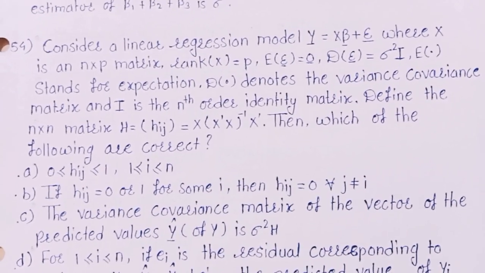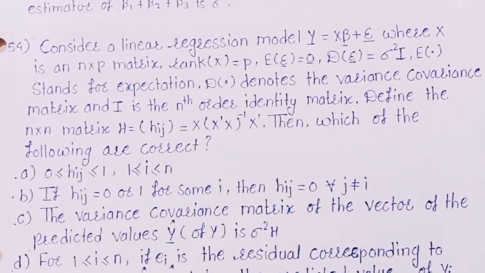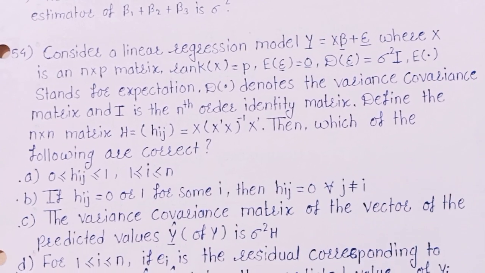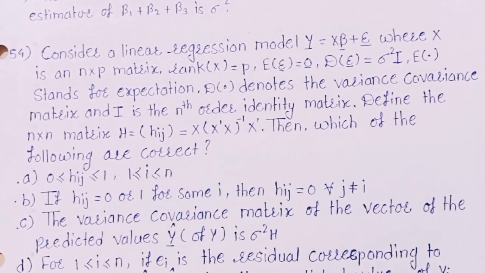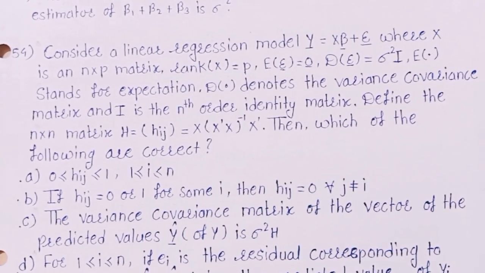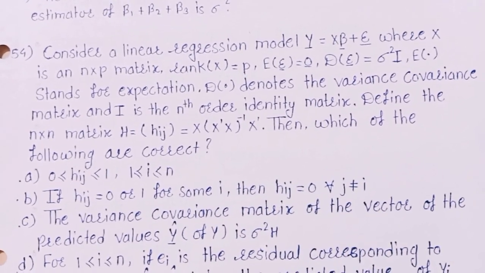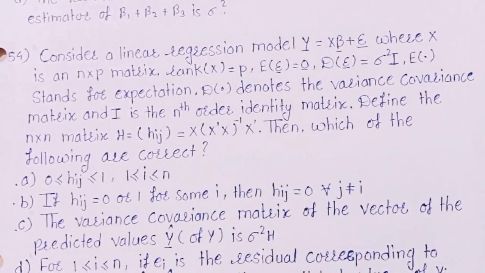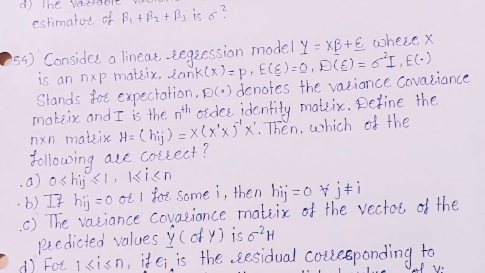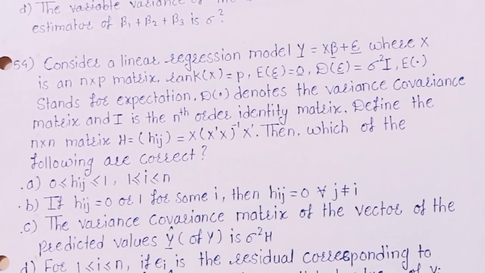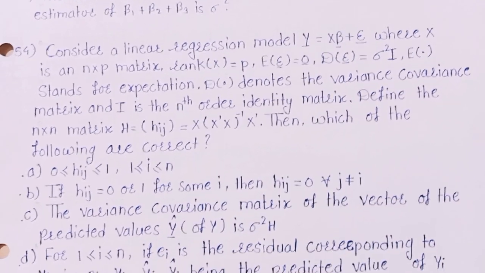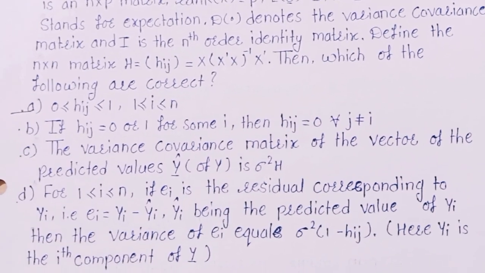Next question. Consider a linear model y = Xβ + ε where X is an n by p matrix, rank of X = p, E(ε) = 0, D(ε) = σ²I. E(·) stands for expectation, D(·) denotes the variance covariance matrix, and I is the nth order identity matrix. Define the n by n matrix H = (Hij) = X(X'X)⁻¹X'. Then which of the following statements are correct?